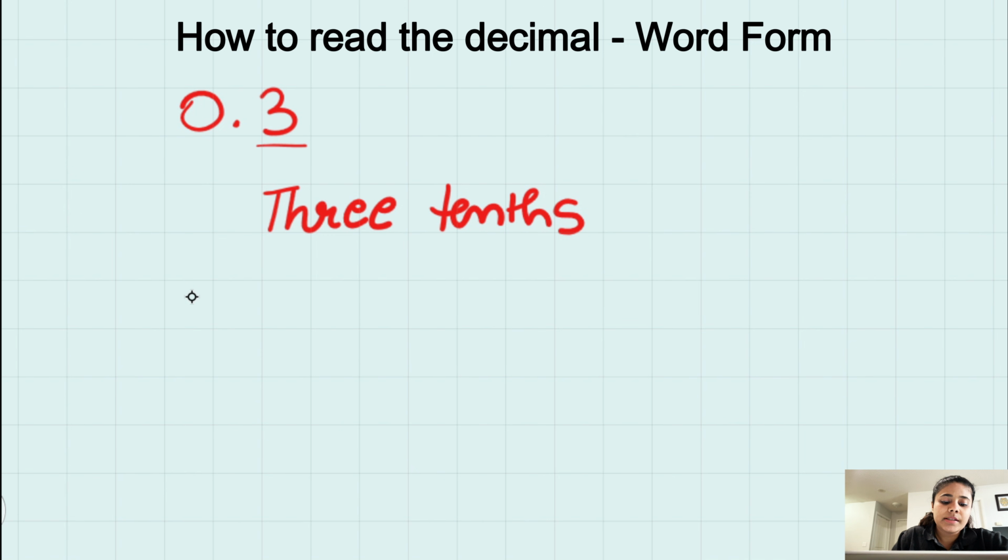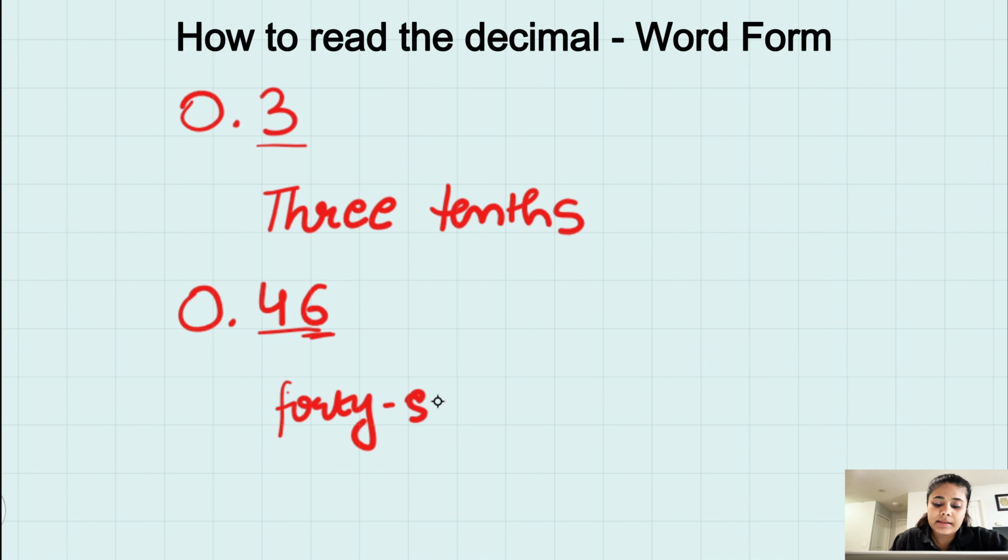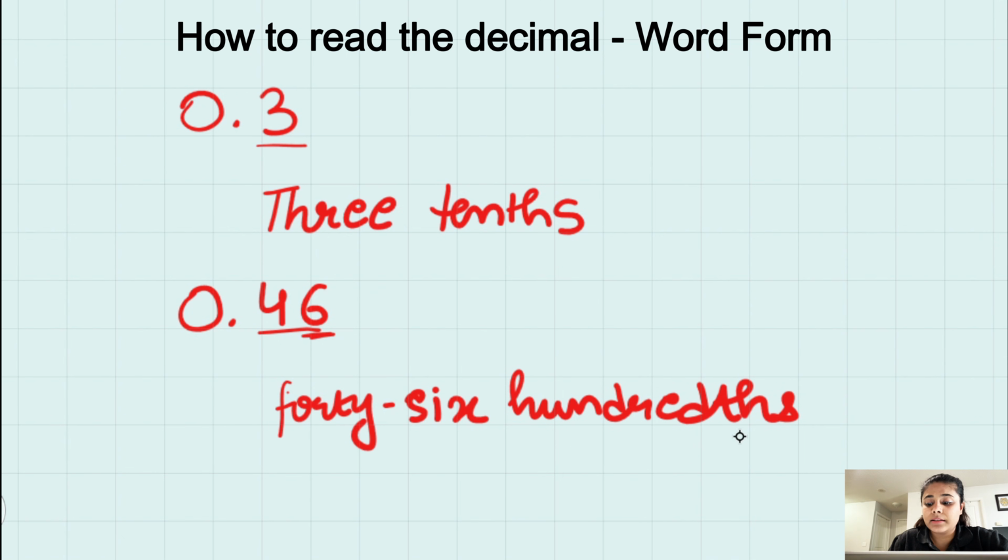Now, what if the number is 0.46? So, this is a 46, right? But what is the place value of the last digit? Hundredths. So, we will write 46 hundredths. Do not forget the H and the S.